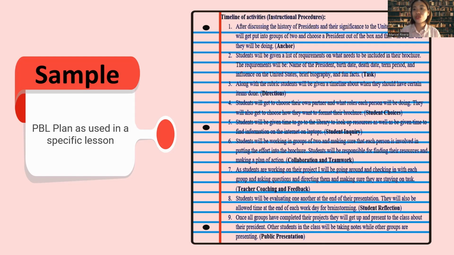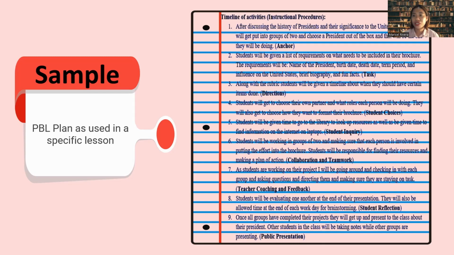They can choose their group. You allow them to choose. You also want them to be the ones to decide what format they are going to use, because here you could really be able to discover how creative the students or the pupils are. So give them options. And then students will be given time to go to the library to look up resources, as well as be given time to find information on the internet on laptops.